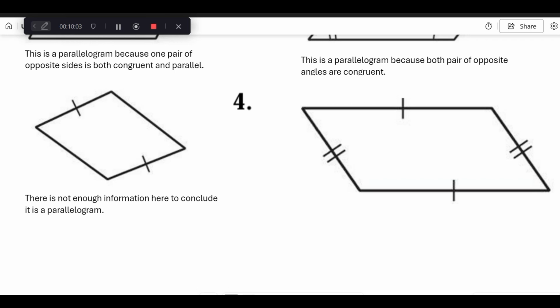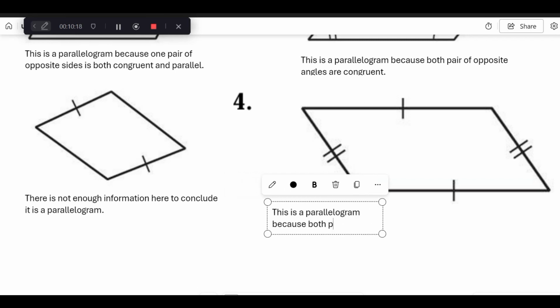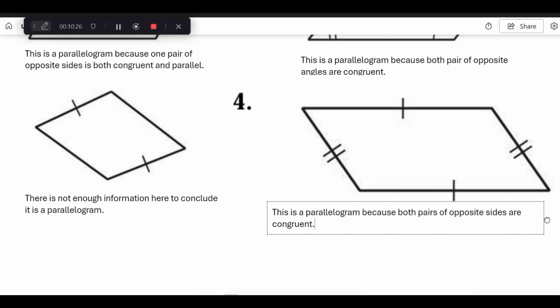And so 3 of the 4 they showed to us. My guess is the other one's going to be on the other page. So here we go. This is a parallelogram because both pairs of opposite sides are congruent. Okay.